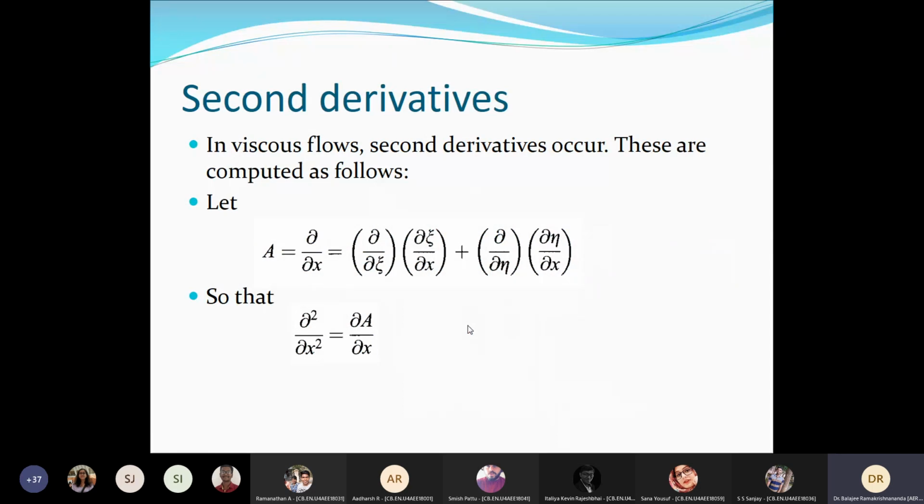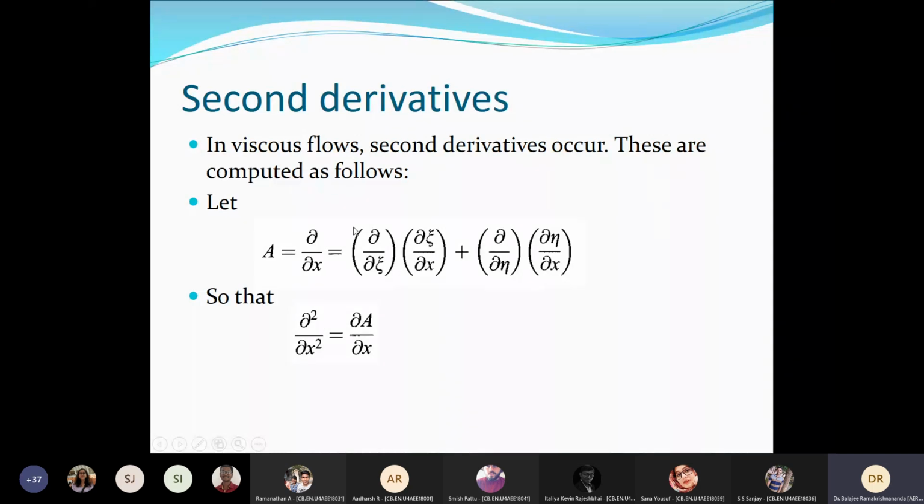How do you do that? Let A be equal to ∂/∂x, which is ∂/∂ζ into ∂ζ/∂x plus ∂/∂η into ∂η/∂x, as we have seen on the earlier page. Now ∂²/∂x² is nothing but ∂A/∂x. Again you put it as ∂A/∂ζ into ∂ζ/∂x plus ∂A/∂η into ∂η/∂x. And in place of A, you substitute the right hand side here. A is nothing but this whole term. You apply it once more.